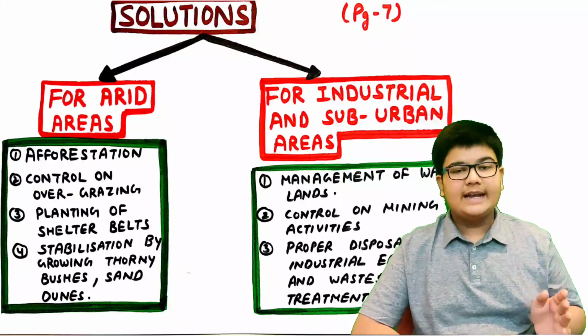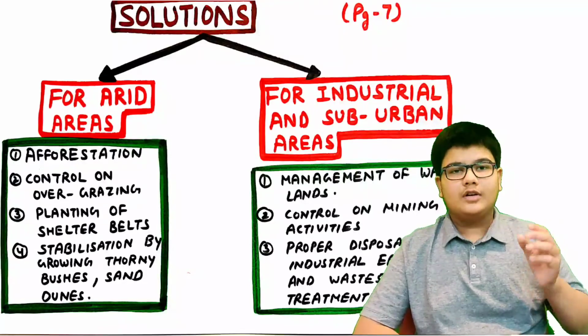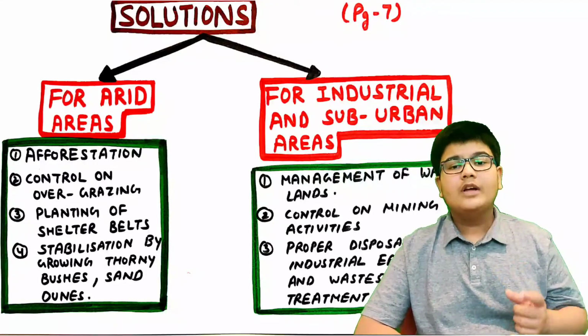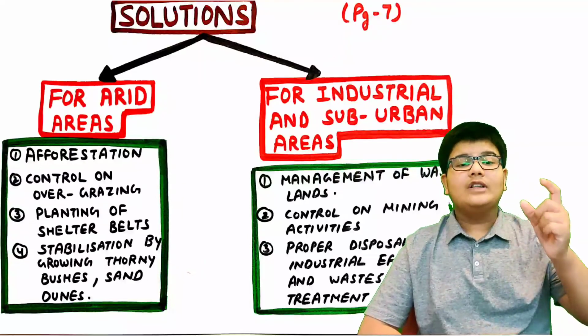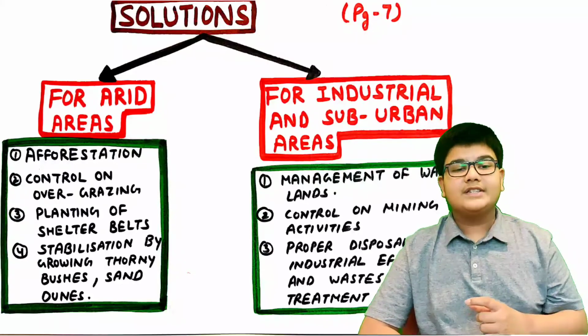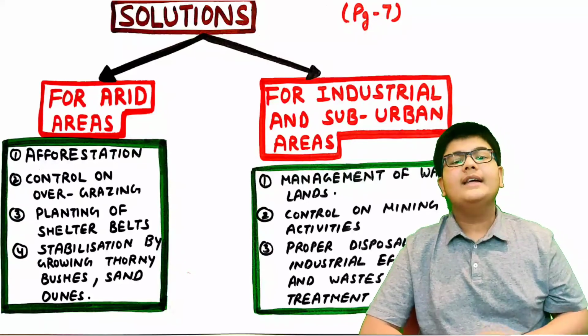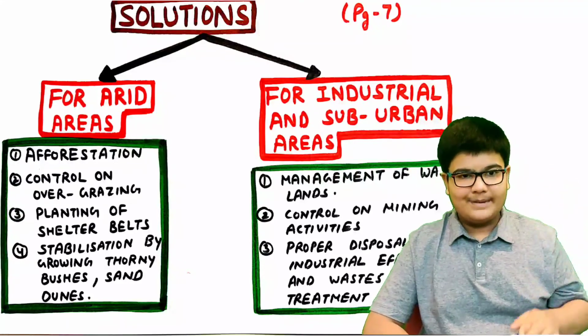So the soil from the sand dunes also keeps on blowing. So to reduce that, we should grow thorny bushes in the sand dunes to stabilize them. So all these methods are for the dry regions. And for the industrial and urban regions, we have some other methods, which are management of wastelands. So the number of wastelands should be minimized.